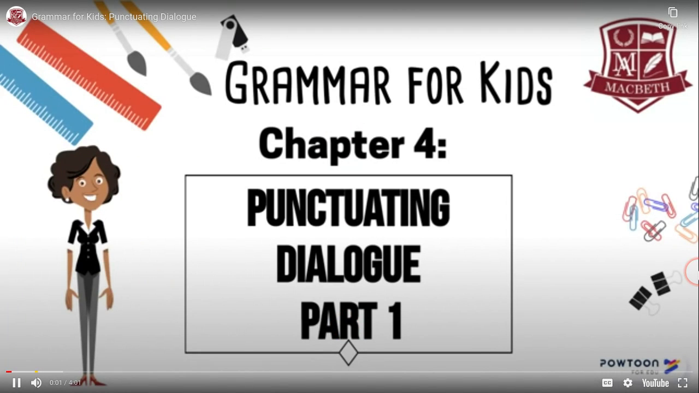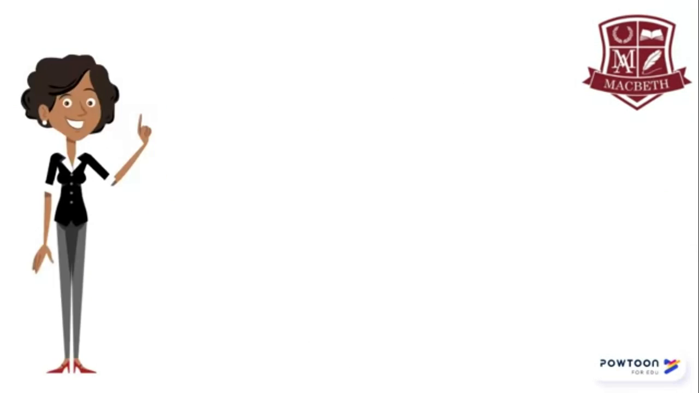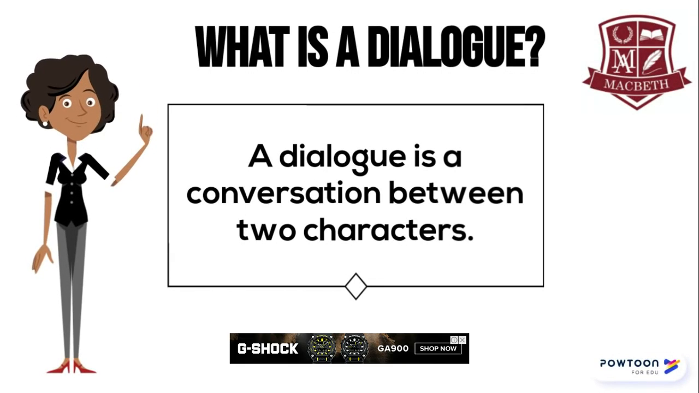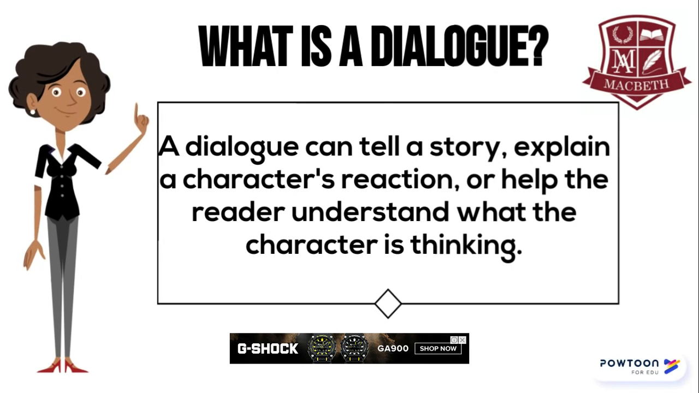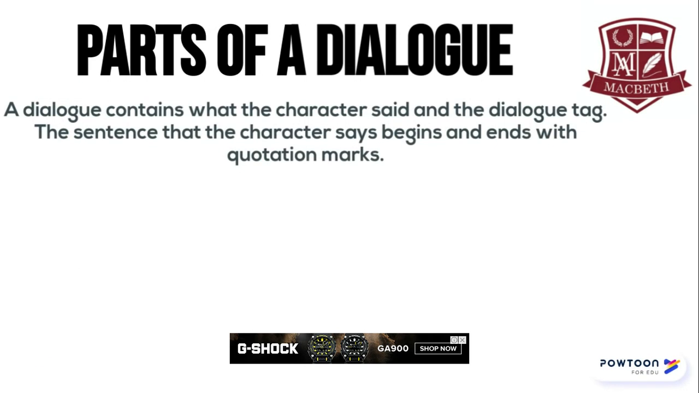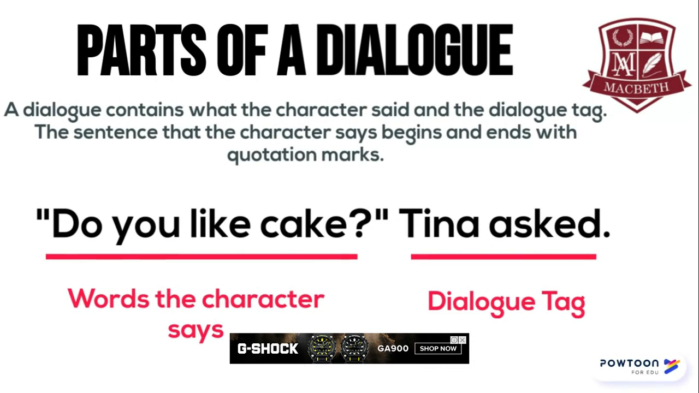Welcome to Grammar for Kids, Chapter 4, Punctuating Dialogue, Part 1. What is a dialogue? A dialogue is a conversation between two characters. A dialogue can tell a story, explain a character's reaction, or help the reader understand what the main character is thinking. A dialogue contains what the character said and the dialogue tag. The sentence that the character says begins and ends with quotation marks. In the sentence below, "Do you like cake?" Tina asked. "Do you like cake" is the sentence that Tina says, and Tina asked is the dialogue tag.